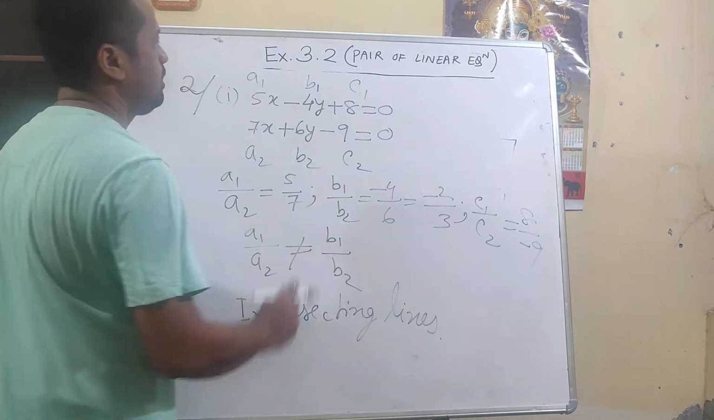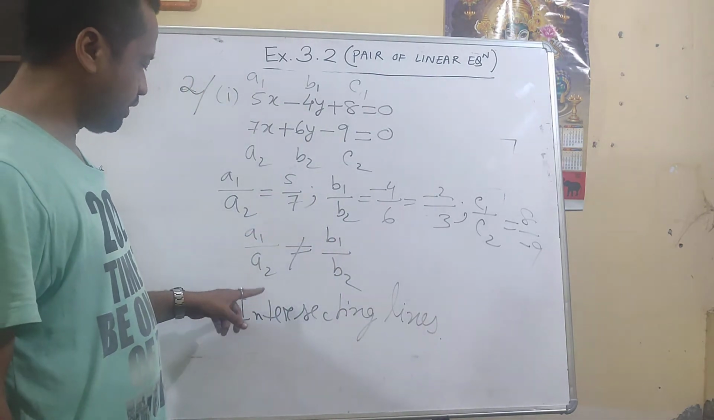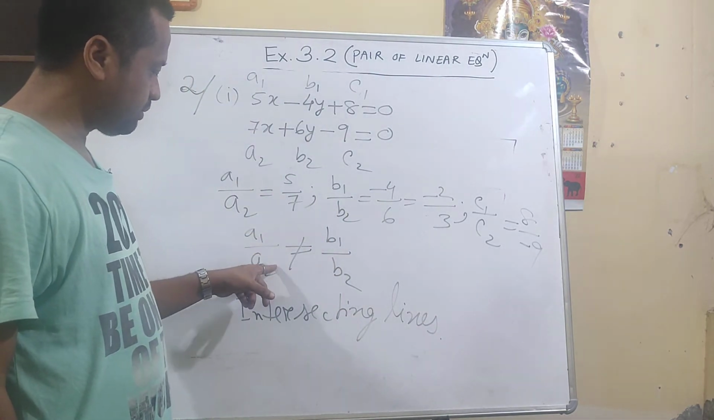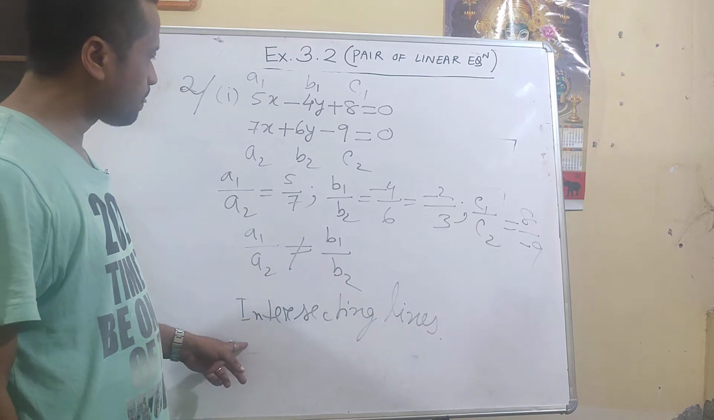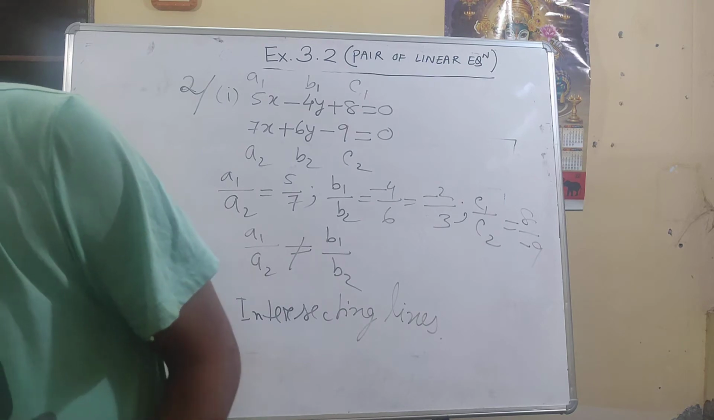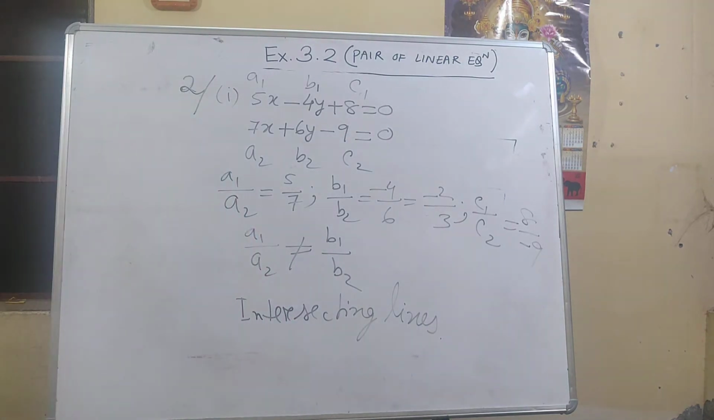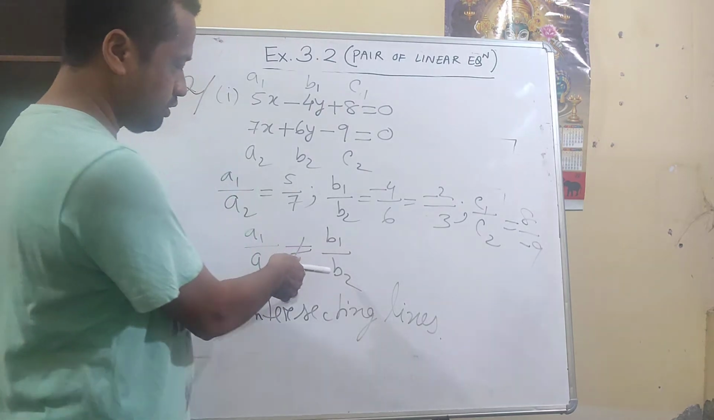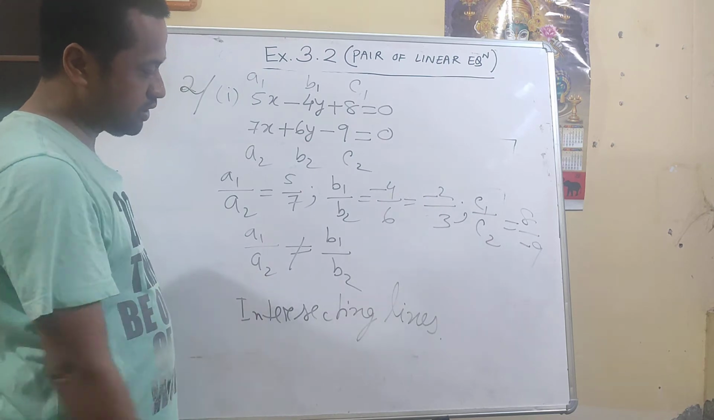That means both the lines will intersect at a point. Due to this condition, A1 by A2 does not equal B1 by B2, and that common point will be the solution. So A1 by A2 does not equal B1 by B2 is the condition for intersecting lines.